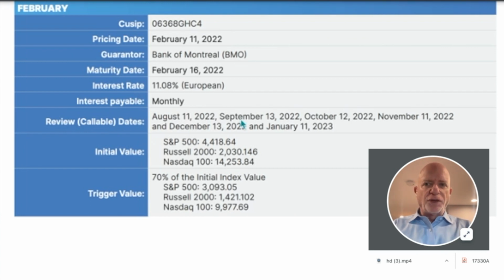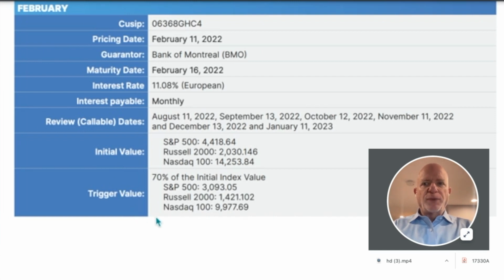And then there's another call date after that, September 13th. So roughly 30 days or 1 month later. And then again, if the worst performing index is lower than the initial value, then the note stays out for that additional month. Then they do the same thing on September 13th. Is the worst performing index greater than the initial value? If it is, they're going to call it, give your money back, you're paid in full on interest, and you live to fight another day. I will show more of this when we get to the whiteboard.